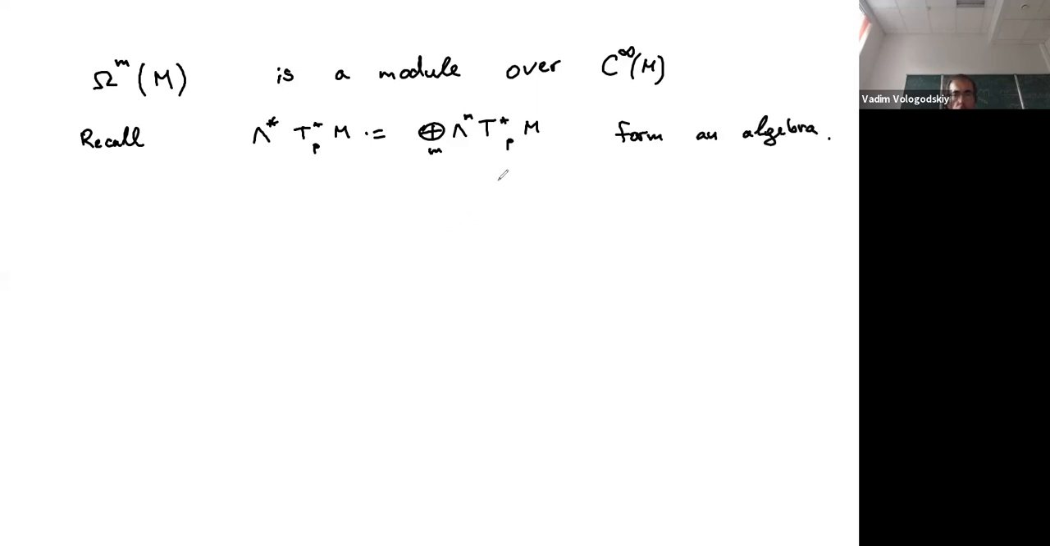Right? So you can think of this as a quotient of the tensor algebra. We discussed it at the end of the last lecture. So you have a map from the nth exterior power tensor the m prime exterior power of T star P M to the (n plus m prime) exterior power of T star P M.